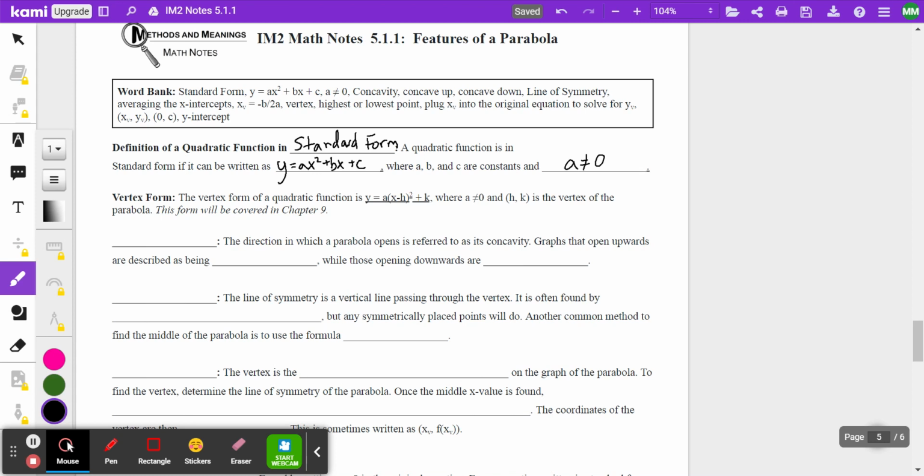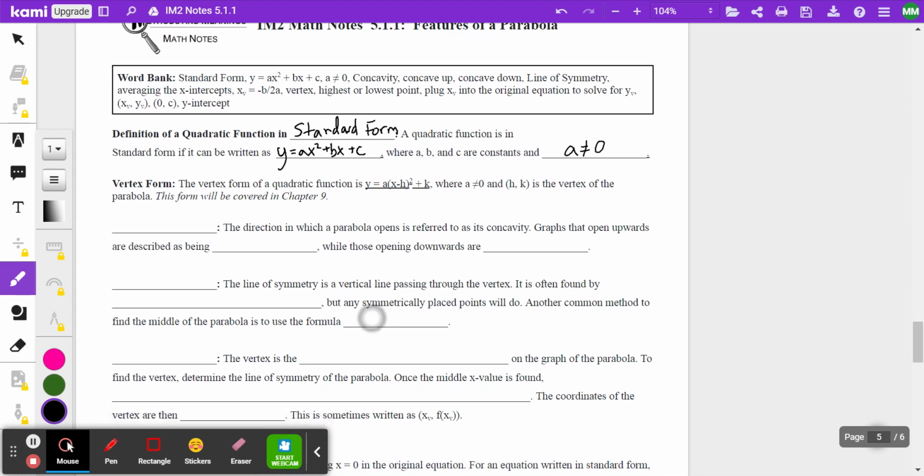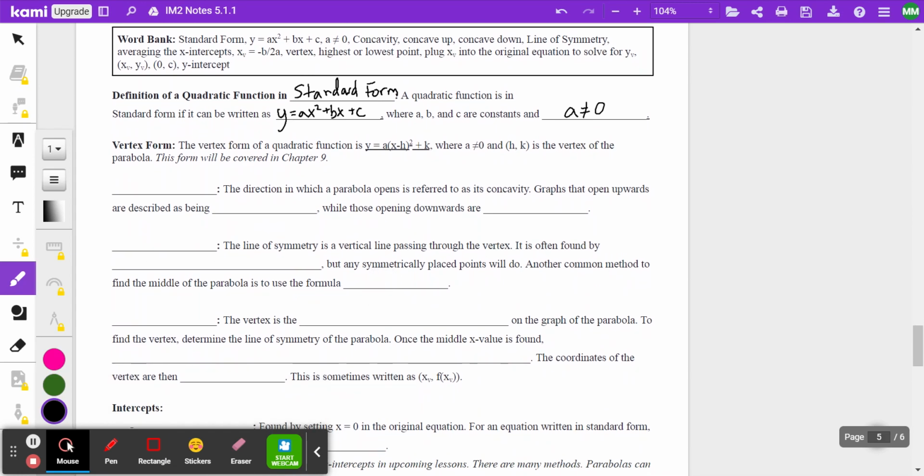This is familiar to the form that you've been using to factor ever since chapter 4. The only difference is now that we have the y equals part, it becomes a function instead of just an expression. Vertex form. The vertex form of a quadratic function is y equals a(x minus h) squared plus k, where a does not equal 0 and (h, k) is the vertex of a parabola. And this form will be covered in chapter 9.